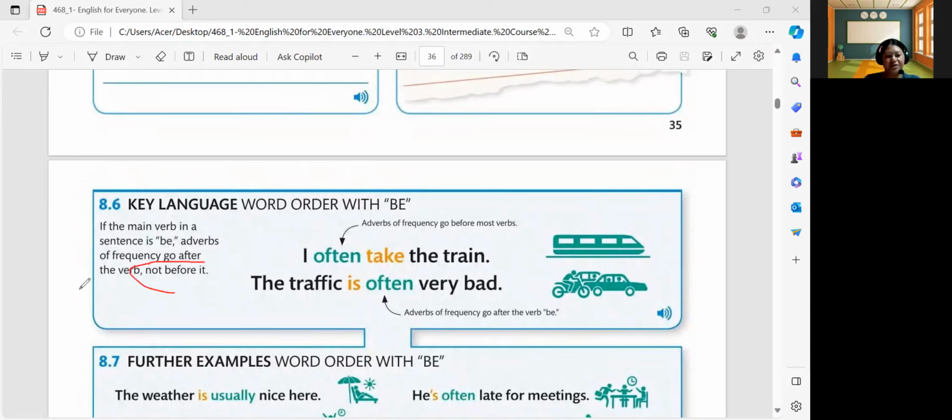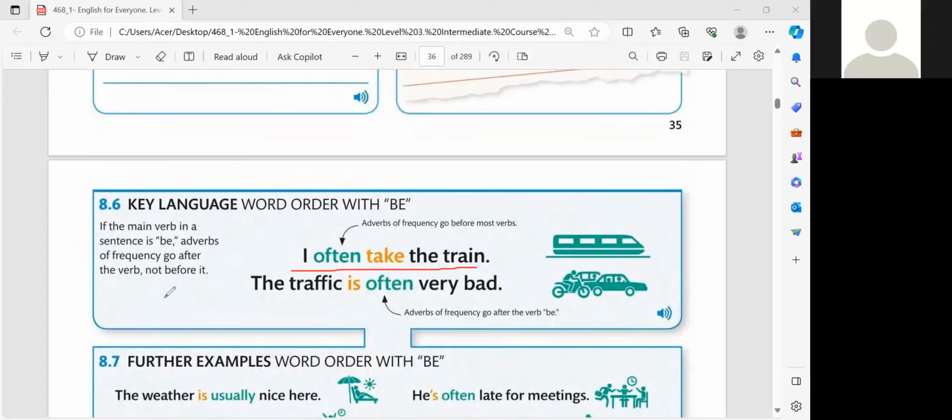Okay? So again, please read the example. I often take the train. Very good. How about the next one? The traffic is often very bad. Okay, very good. So here, as you can see, in the second example, the word often is the adverb of frequency that goes after the verb be, okay? Understand? Yes. Okay, very good.